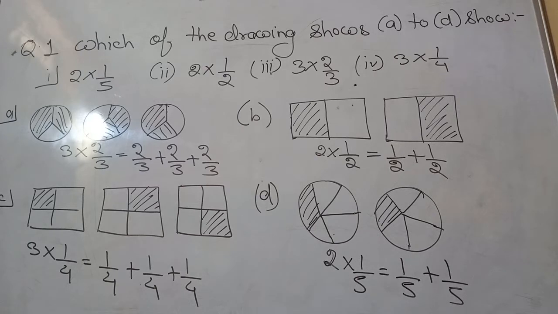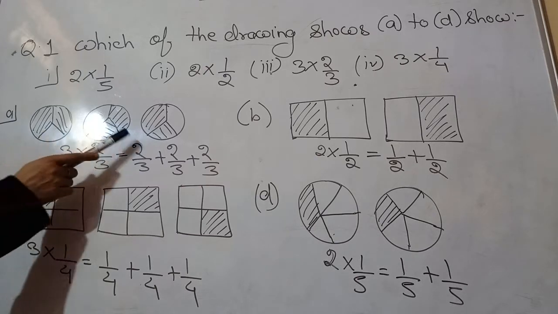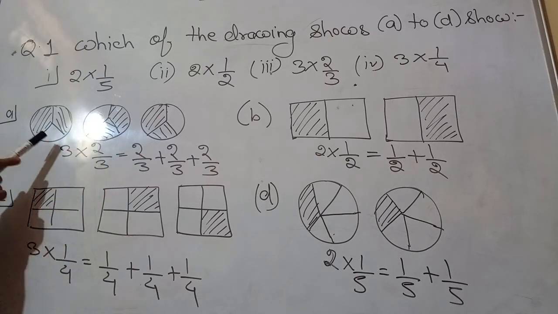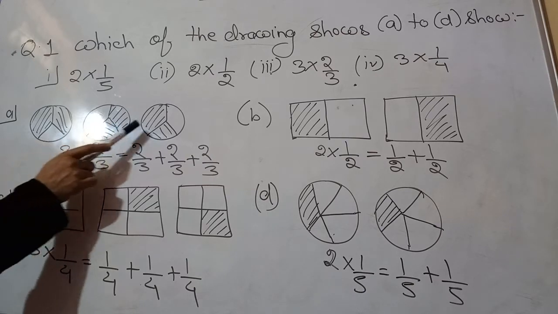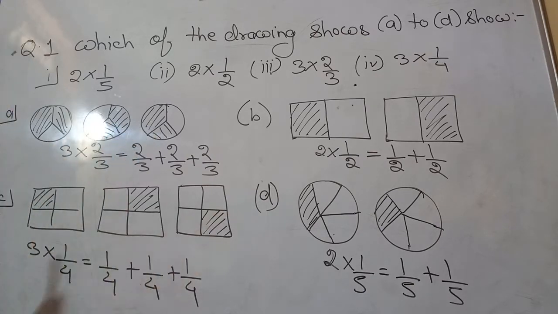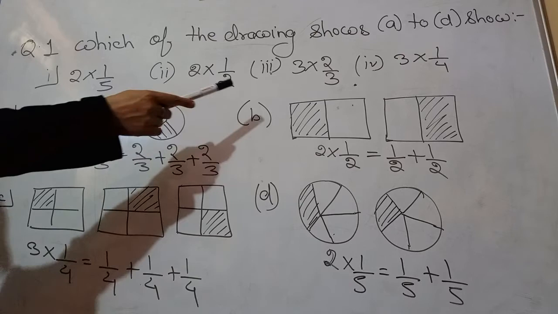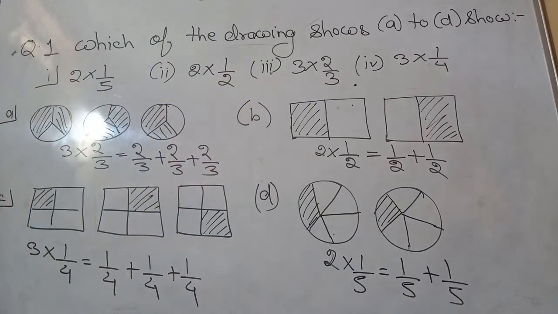Okay, so see what we have to do. Like in the first diagram, just see the diagram. How many total diagrams are there? 1, 2 and 3. So see in which fraction 3 is given as a whole number. In the third fraction, 3 is given as a whole number. Okay, 3 into 2 by 3.